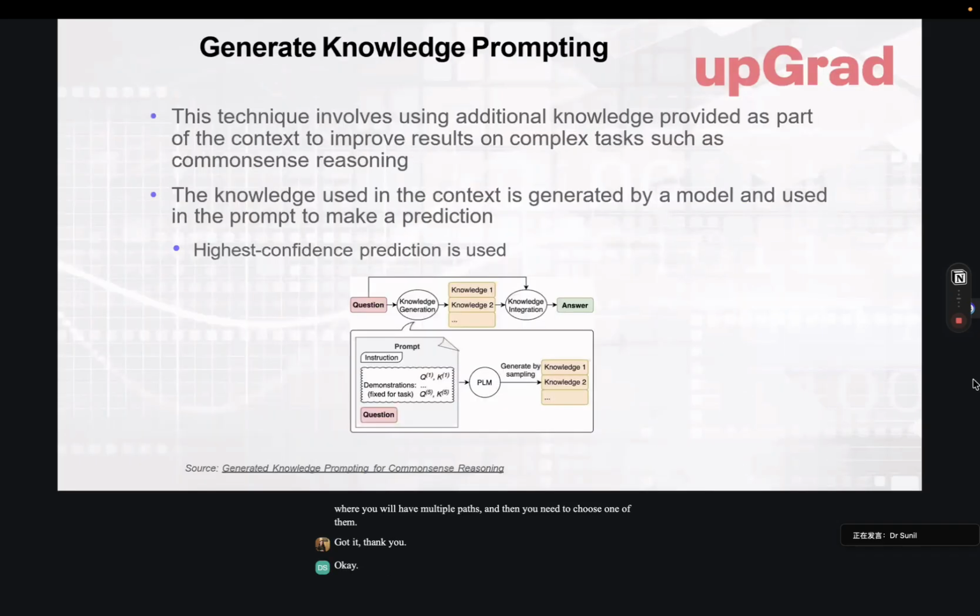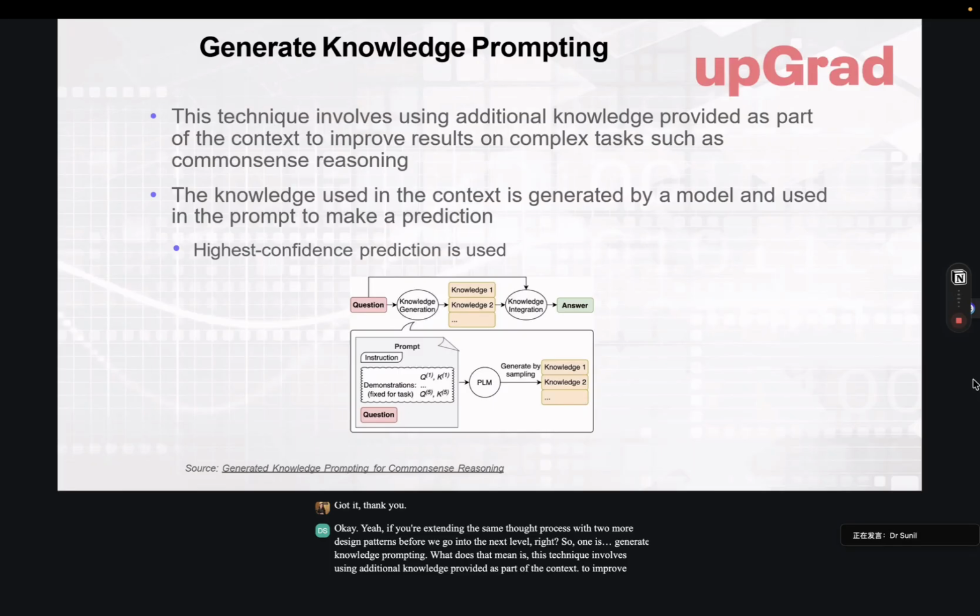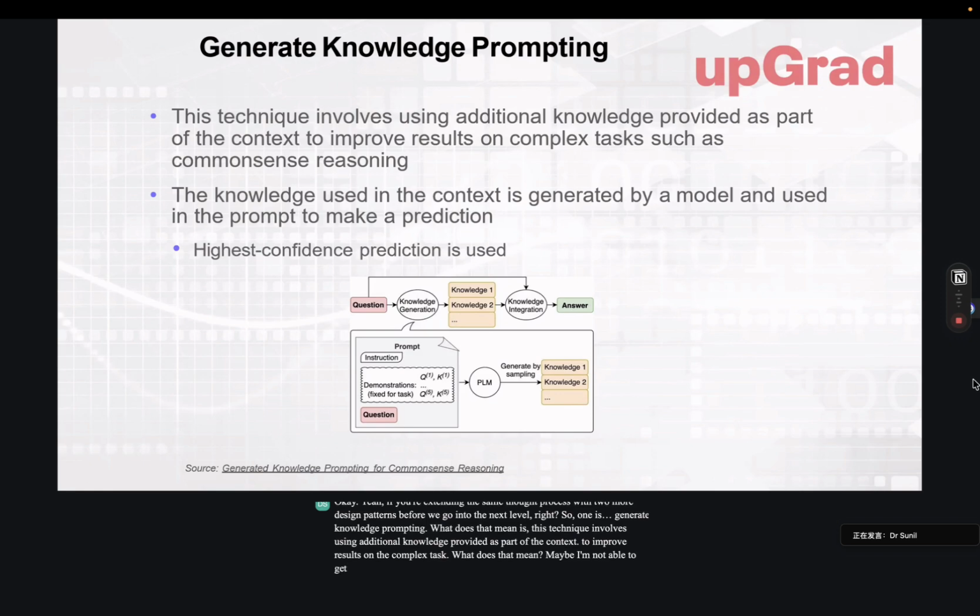Yeah, extending the same thought process with two more design patterns before we go to the next level. One is generate knowledge prompting. This technique involves using additional knowledge provided as part of the context to improve results on complex tasks, such as common sense reasoning. Some kind of external knowledge will help us. Even ReAct will be in that line.